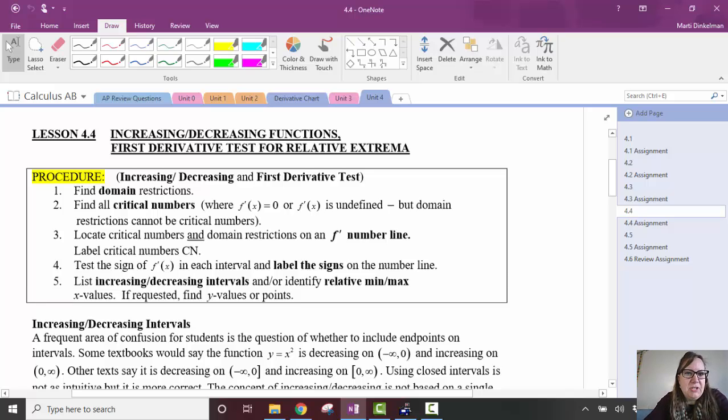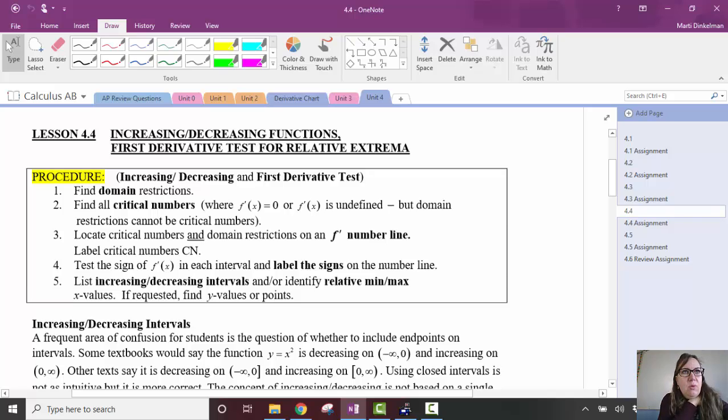So he has some procedures there. Here's the basic thing that we need to know. We're going to find the critical numbers where the derivative is 0 or undefined. And then we're going to do a number line analysis with those critical numbers. And we're going to be deciding whether the derivative is positive or negative.